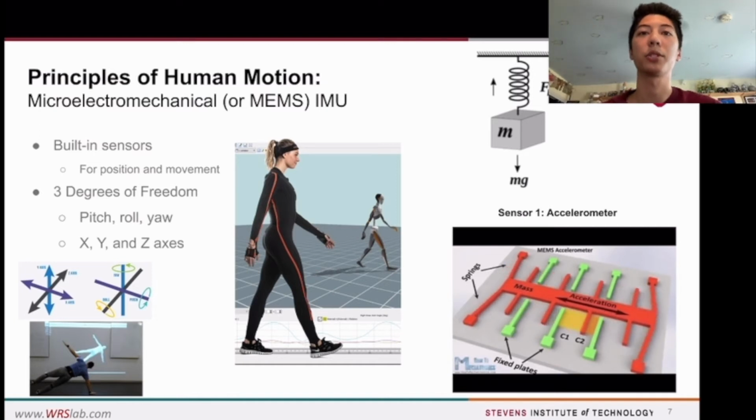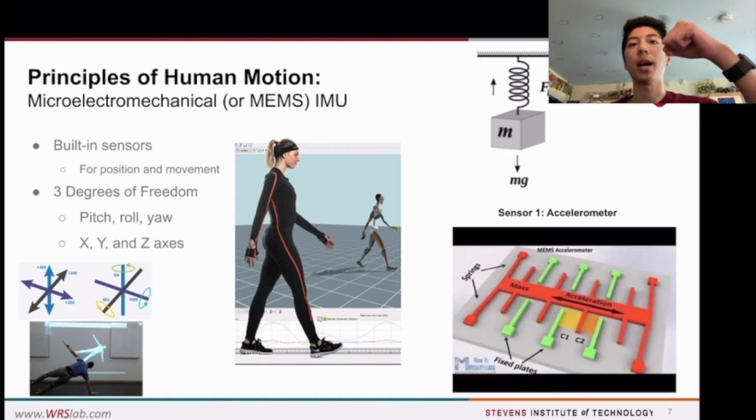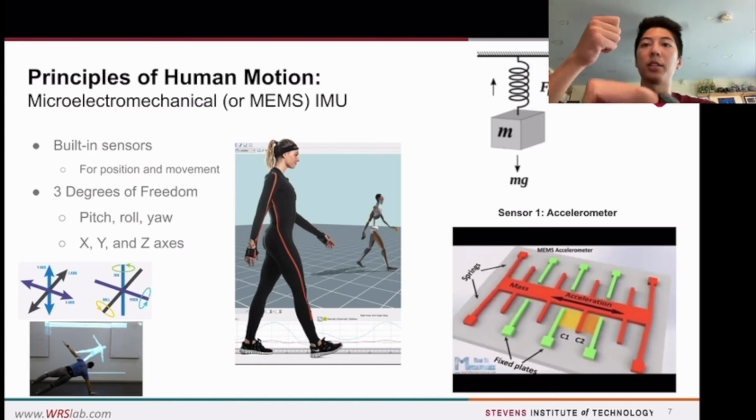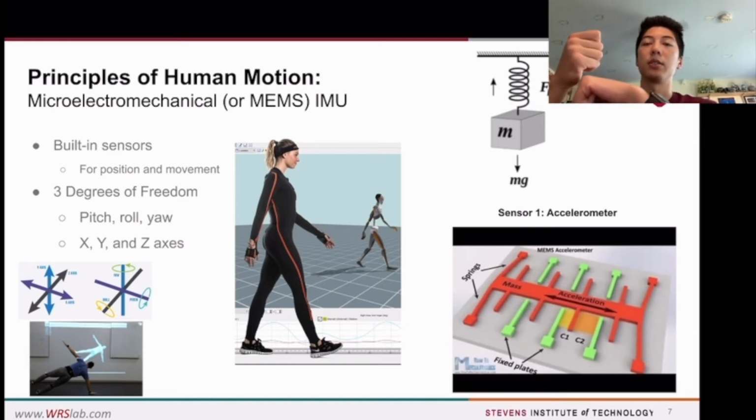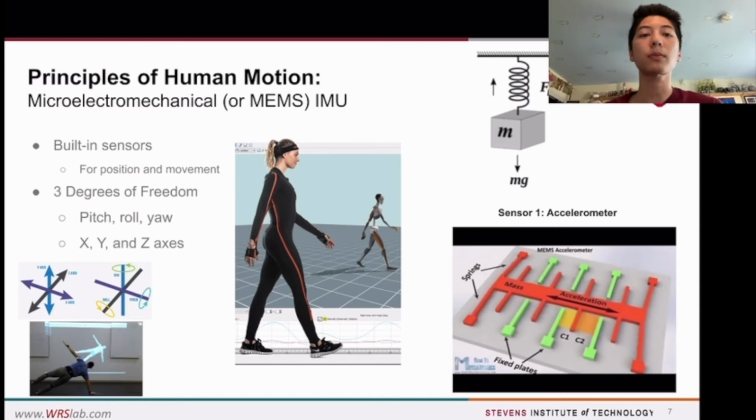The first sensor, the accelerometer, is an electromechanical device that can sense static or dynamic forces, such as gravity, vibrations, and movement. Similar to the idea of a mass hanging by a spring, the amount that the spring moves can be measured and analyzed as the mass undergoes a force.